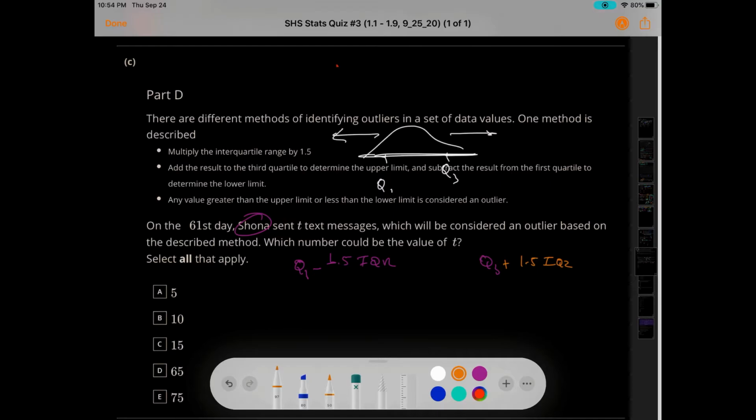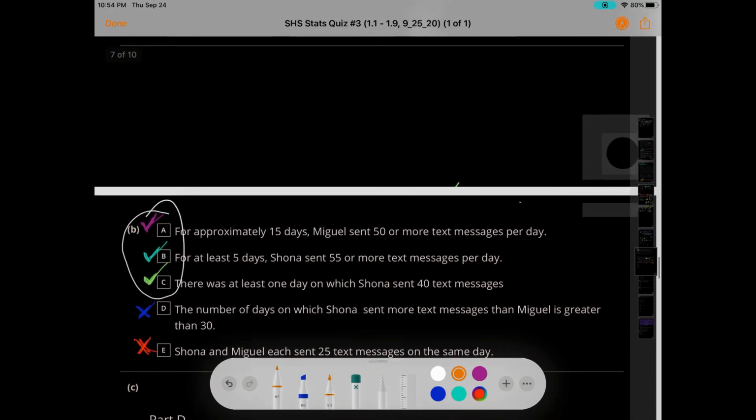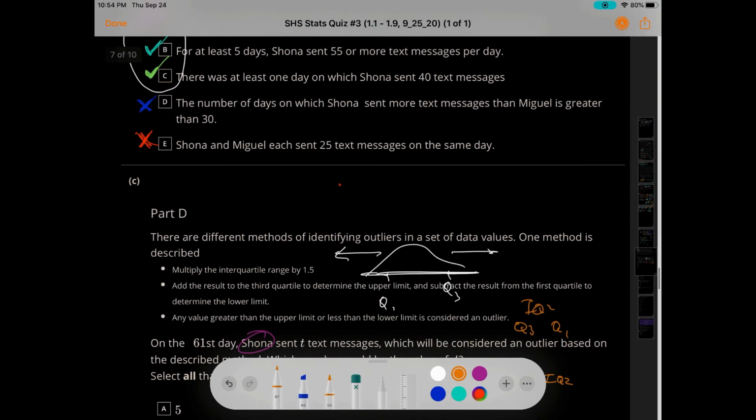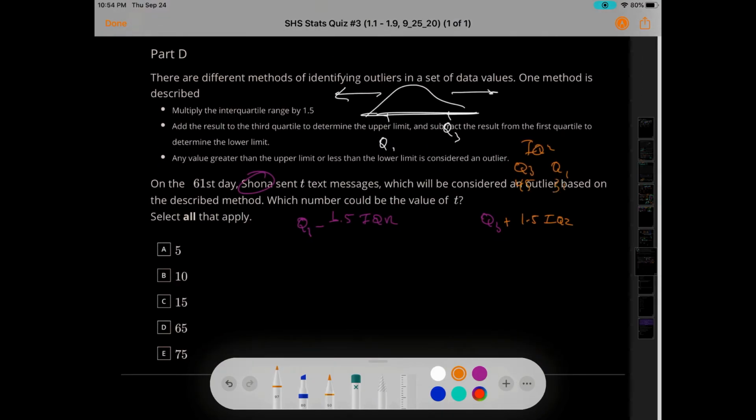So let's look at Shona. I need her quartile 3 and quartile 1. Shona's quartile 3 is right here, and quartile 1 is the left of the box. So 45 and 30. 45 minus 30 gives us 15. So Q1 for Shona is 30 minus 1.5 times 15, and Q3 is 45 plus 1.5 IQR.